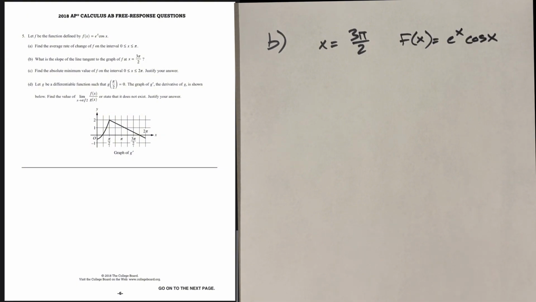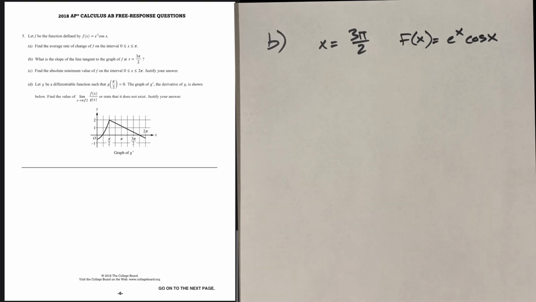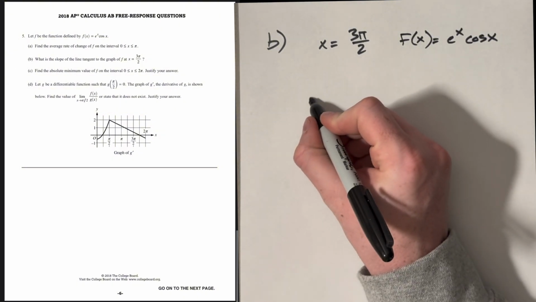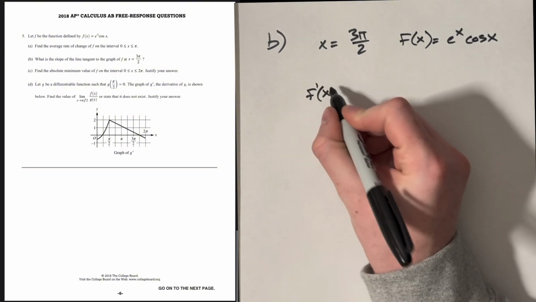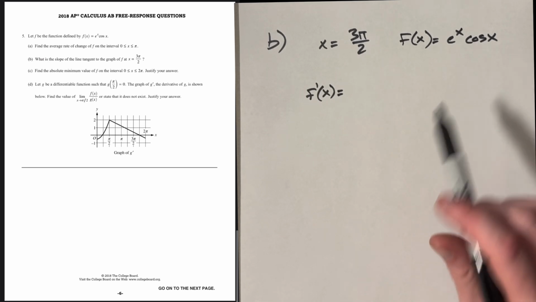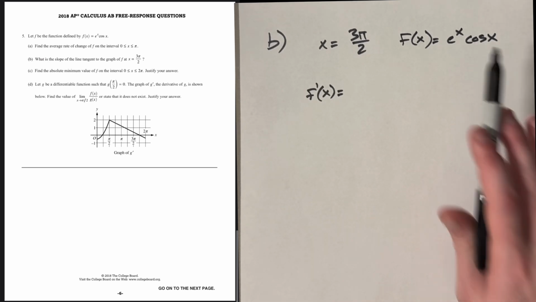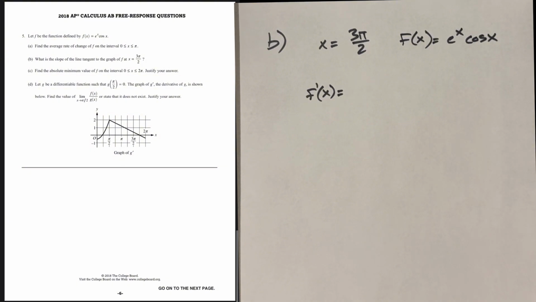So in order to find the slope of a tangent line, we know that that will be represented by the derivative of the function at the point. So the first thing we need to do is solve for the derivative of the function. Now I have e to the x times cosine x, so this is one function multiplied by another function. So we're going to use product rule.